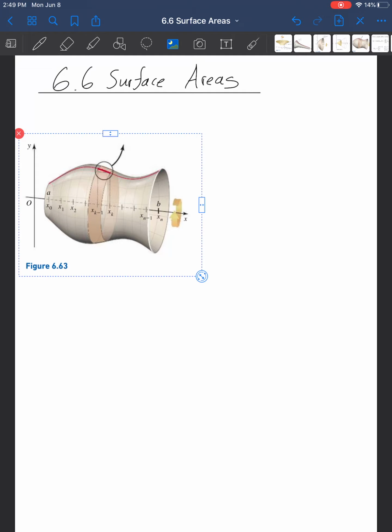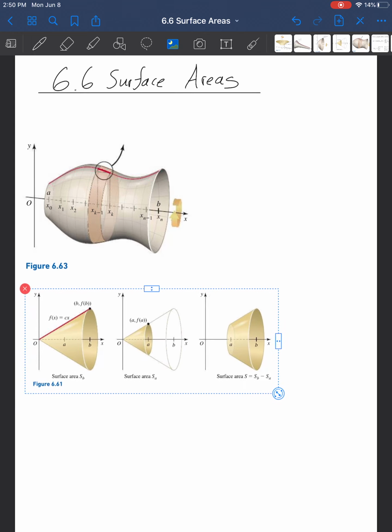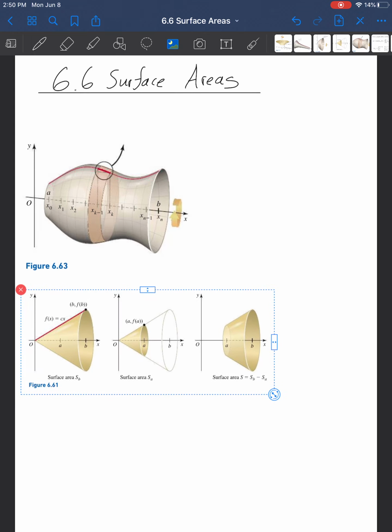So what ends up happening is that as we get smaller and smaller pieces, the part of the curve we're looking at looks more and more like a straight line. And so the surface area is going to be better and better approximated with the surface area of part of a cone. So in order to figure out our formula, we need to have a nice formula for the surface area of a cone, or at least part of the surface area of a cone.